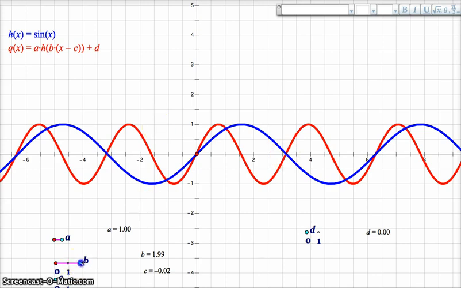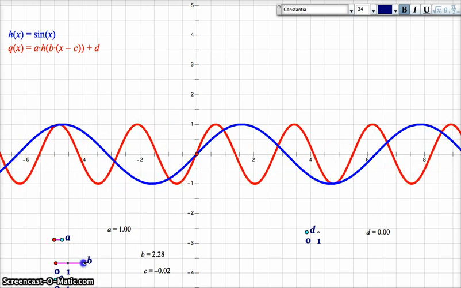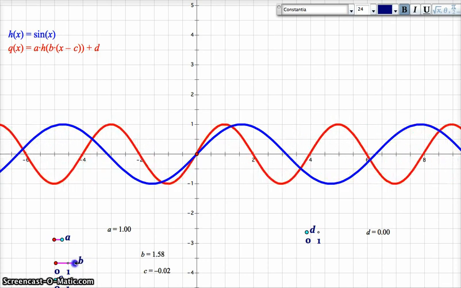If I made B approximately 3, on my original graph, again, it took a little over 6 for me to go up and back down. And on my transformed graph, it took me a little more than 2, and 6 divided by 3 is 2. So how do I get my transformed graph to be wider? Well, if I multiply by a number that's more than 1, it seems to sort of make it more compressed.